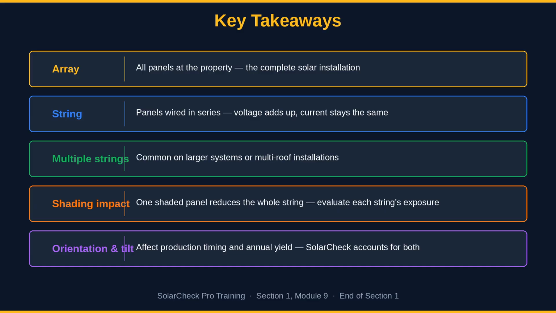Here are the key takeaways for this module and for Section 1 as a whole. An array is all panels at the property. A string is panels wired in series. Voltage adds up, current stays the same. Multiple strings are common on larger or multi-roof systems. Shading one panel reduces the whole string. Always evaluate each string's exposure. And orientation and tilt affect production timing and annual yield.